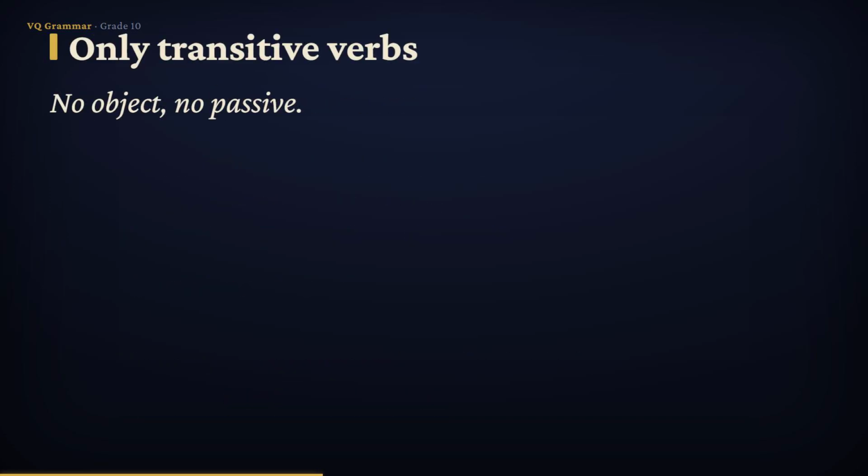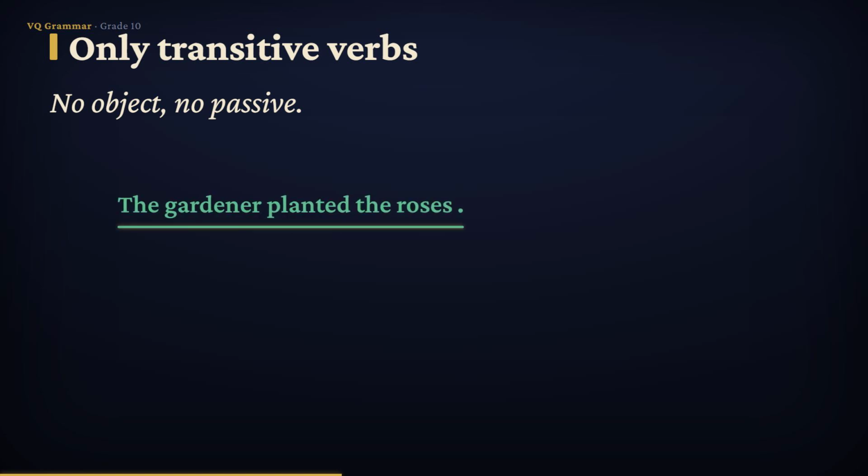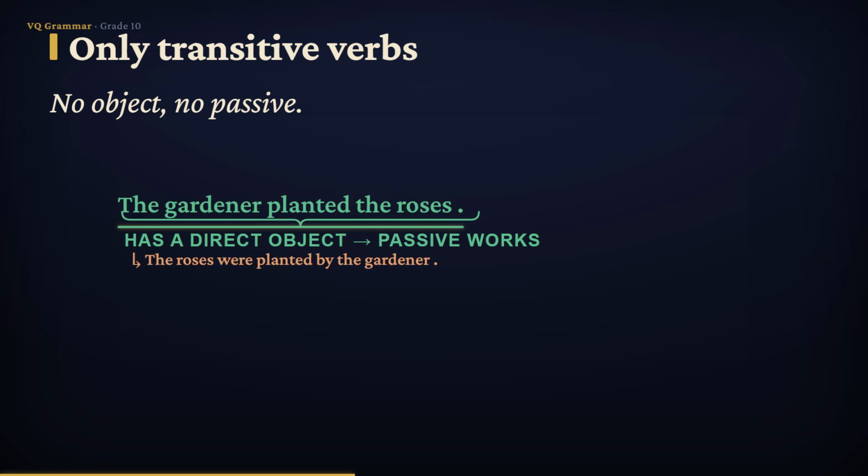Now here is a limit worth knowing, and it saves you from a lot of nonsense. Only a transitive verb, a verb that takes a direct object, can be turned into the passive. Look at the first sentence. The gardener planted the roses. Planted has a direct object, the roses, so there is a receiver available to promote. The roses were planted by the gardener. It works perfectly. But look at the second.